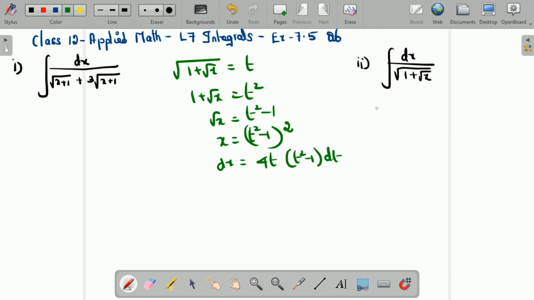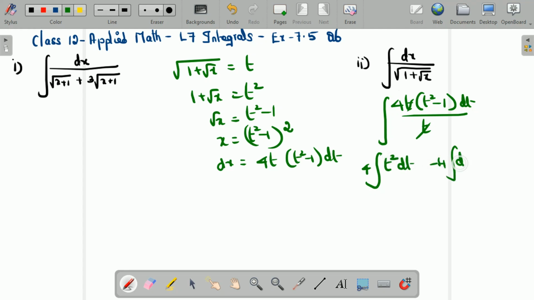So let's make all the substitutions that we have made here. So this is going to be, numerator is 4t into t square minus 1 dt, the whole thing divided by, remember we put the root itself as t, so this is going to be equal to t. So this t and t will get cancelled. So this is integral of, I'm taking the 4 outside, so t square dt minus 4 into dt. So this is 4t cube by 3 minus 4t plus c.